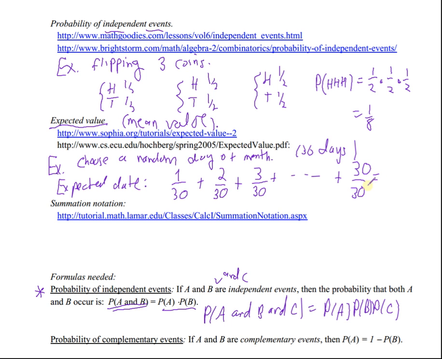Okay. Notice what you actually have here is the sum of the integers from 1 to 30 divided by 30. There's a formula for the sum of integers from 1 to n, and that would give me here 30 times 31 over 2 divided by 30. This divided by 30 is from the 30 in the denominator here. And that gives me 31 over 2.